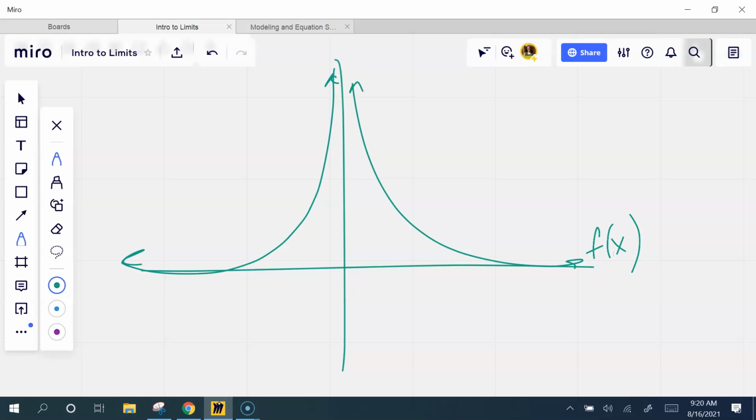What happens here as x approaches 0? Y approaches 0. Yes. Y is approaching 0. Y is going to 0.